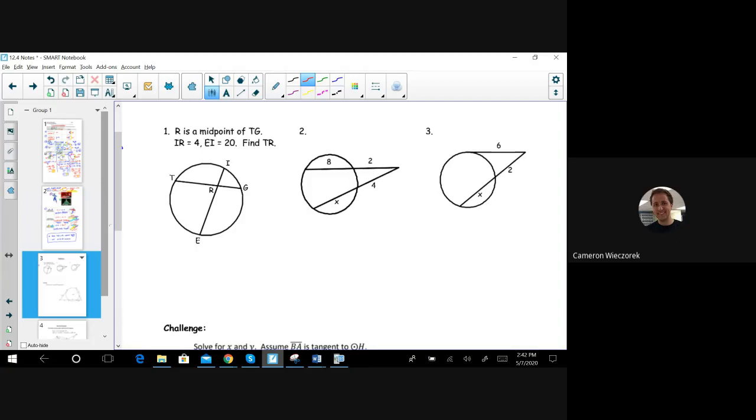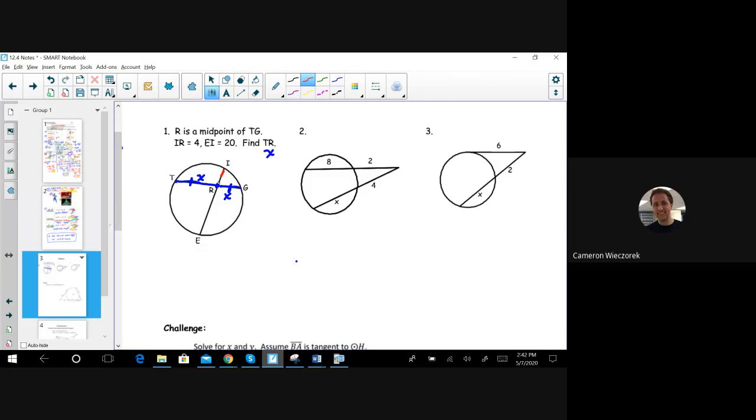I know that I'm trying to find a length. I'm trying to find TR. So I'm going to label that in blue. I'm going to call that X. Now, they told me R is a midpoint of TG. Remember, what a midpoint means is it splits it into two congruent pieces. So this piece and this piece are congruent. It's obviously not drawn to scale. So I'm going to call that piece X also. They didn't tell me what RG is, but I know it's got to have the same length as TR.